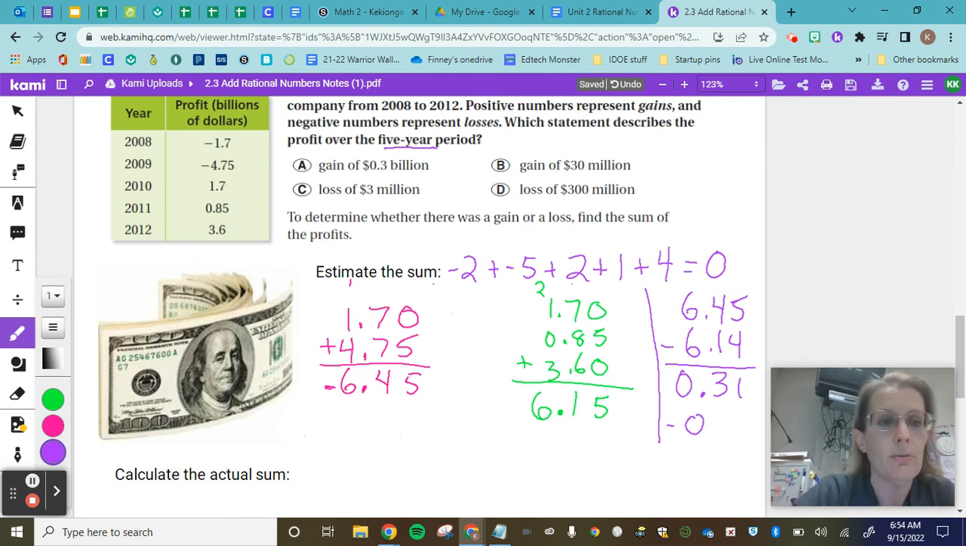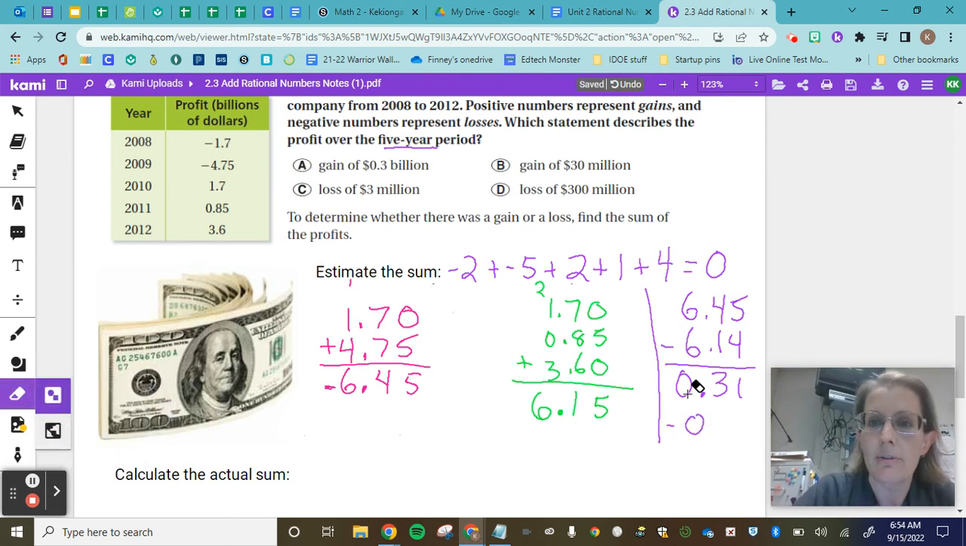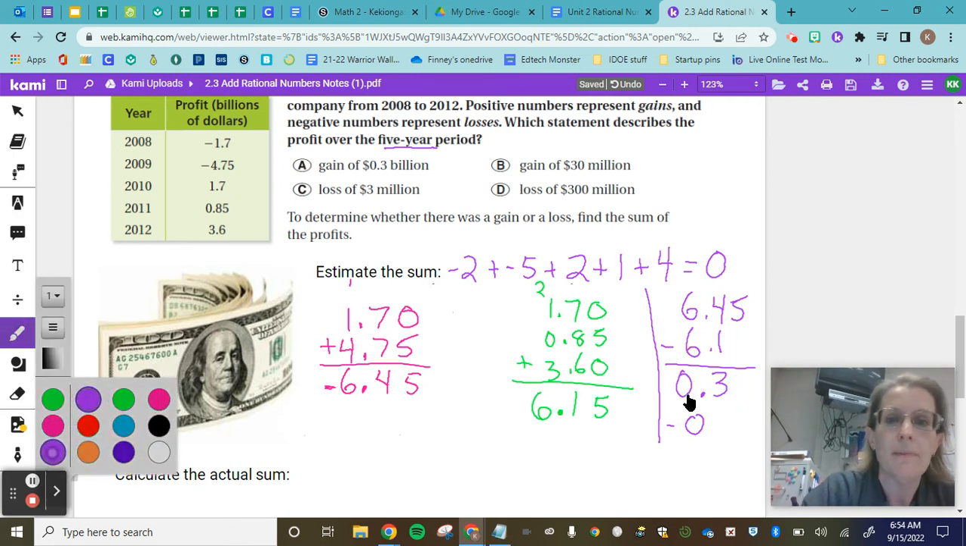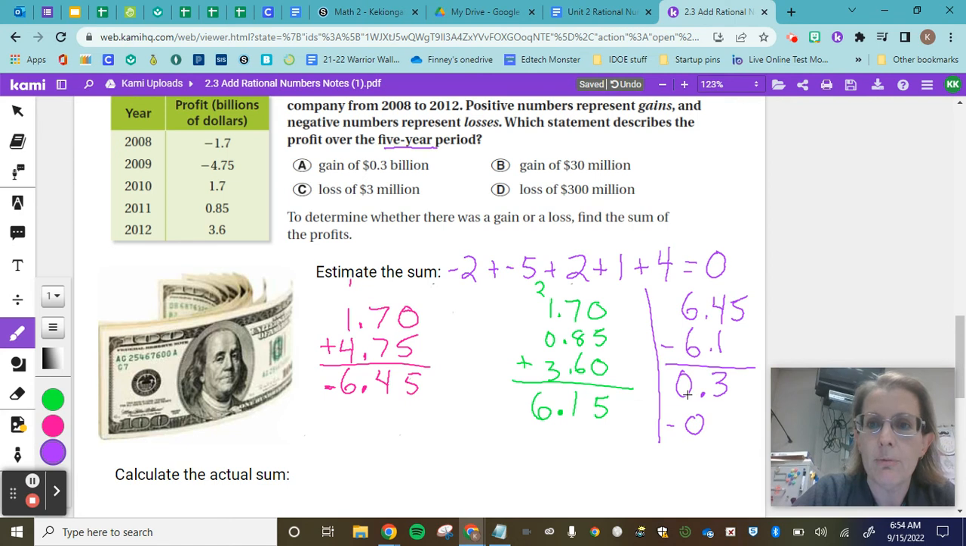0. Sorry, I just realized that I wrote something down wrong. That was 6.45, not 6.4. Let me fix that. So 6.45, 6.15. So 5 minus 5 was 0. 4 minus 1 is 3. And 6 minus nothing is 0. So we get negative 0.3. Now I know that's a loss because it's negative.